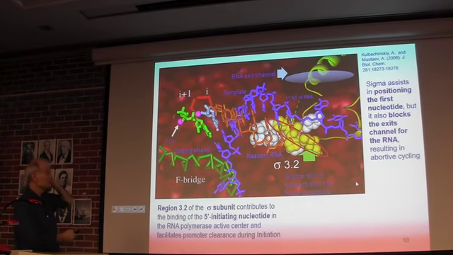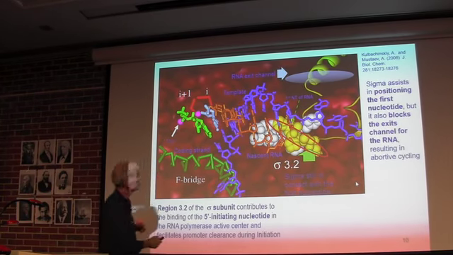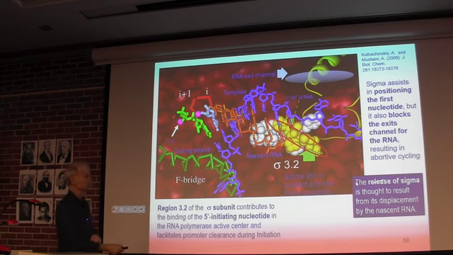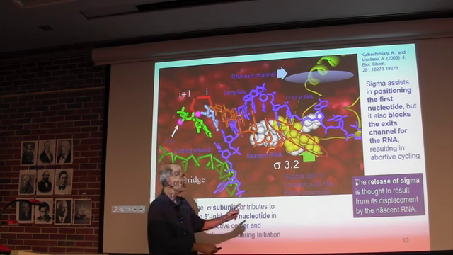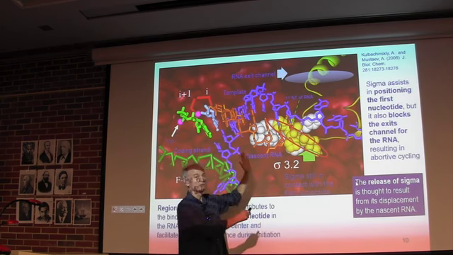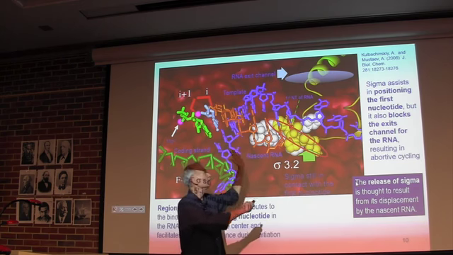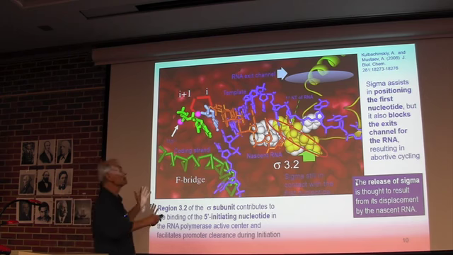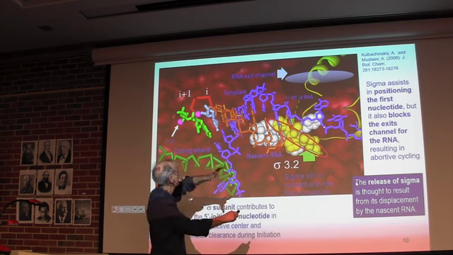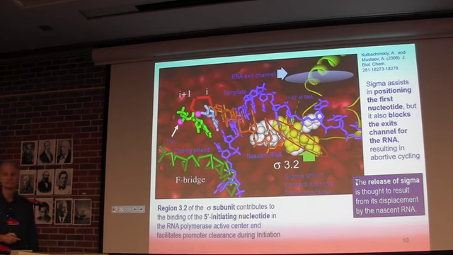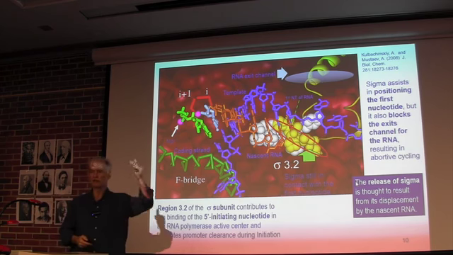Sigma is in contact. I need to change the color on that font, don't I, to white. Release of sigma is thought to result from its displacement from the nascent RNA. Whoever wins this little pushing contest here determines whether it's going to be an abortive transcript or whether sigma is going to get pushed out, and now the polymerase can leave the promoter and engage in elongation. This is the trigger for the transition between initiation and elongation.